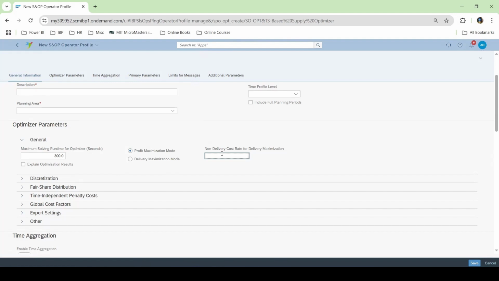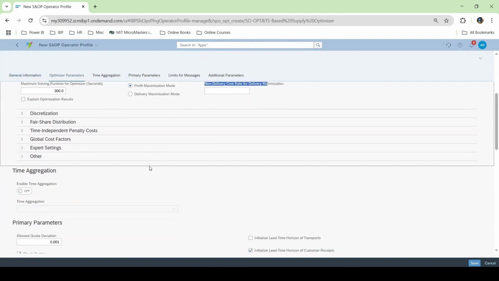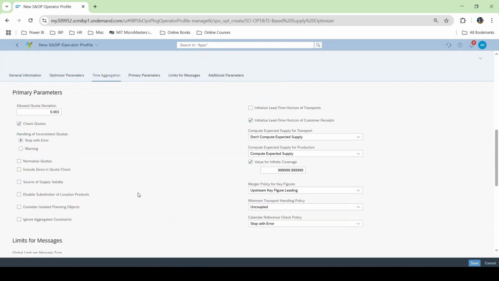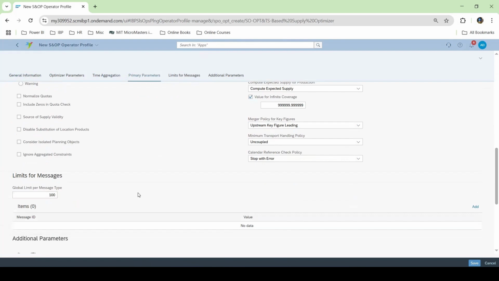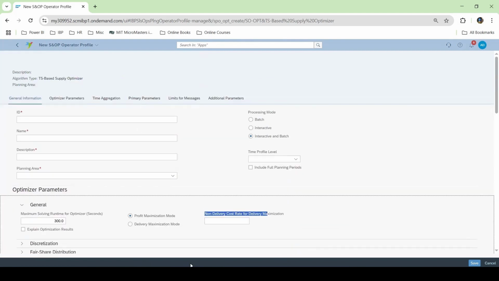So if your objective is to maximize profit, you have to have some pseudo hard constraints as a penalty cost of not delivering your product to your customers, right? So these are non-delivery cost rates for delivery maximization. So we have seen what the parameters of these algorithms are, right? And now let's jump into the use case.